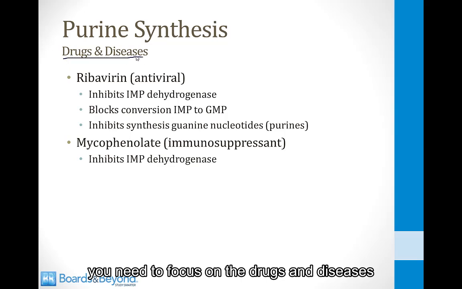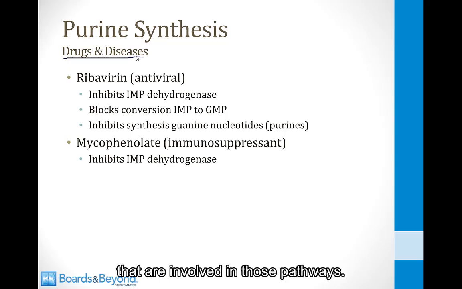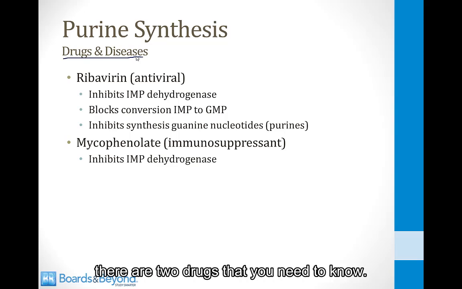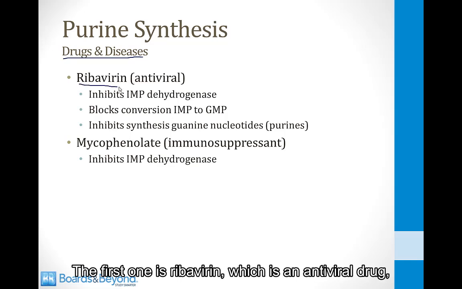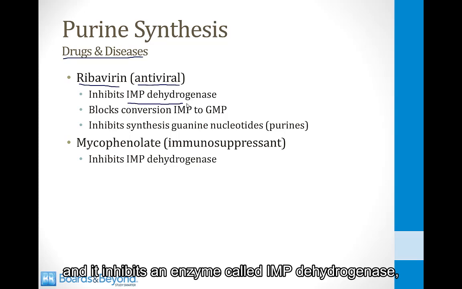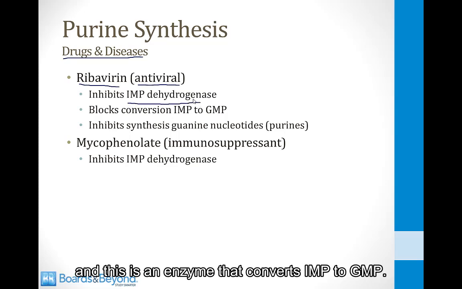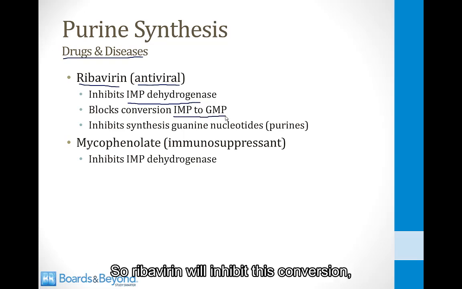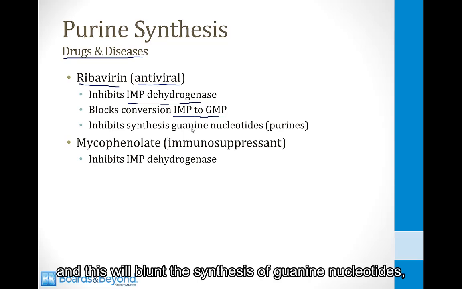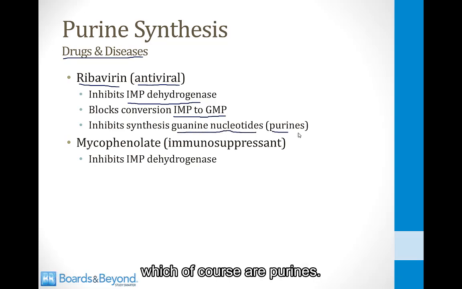For all the biochemical pathways that you will learn in medical school, you need to focus on the drugs and diseases that are involved in those pathways. And for the purine synthesis steps that we've discussed up to this point, there are 2 drugs that you need to know. The first one is ribavirin, which is an antiviral drug, and it inhibits an enzyme called IMP dehydrogenase. And this is an enzyme that converts IMP to GMP, so ribavirin will inhibit this conversion, and this will blunt the synthesis of guanine nucleotides, which of course are purines.